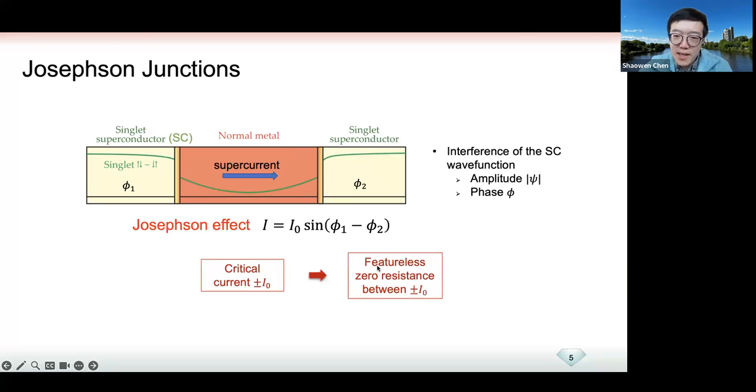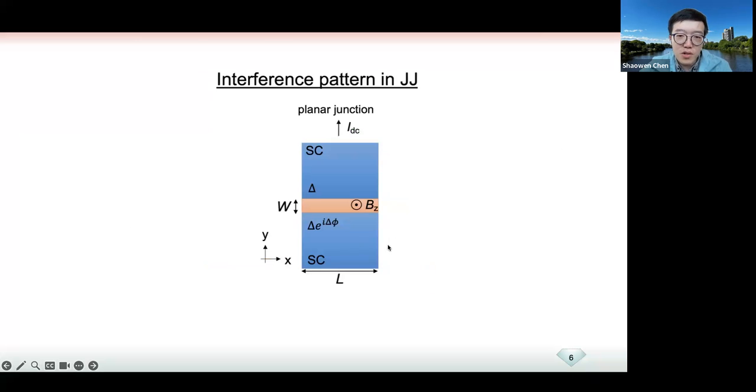So the junction we're going to study in our case will be a planar junction. I can take the model on the previous slide and extend it onto the 2D plane. Essentially, we can have two pieces of superconductor sandwiching a normal material, and the junction can be put under a magnetic field perpendicular to the plane.